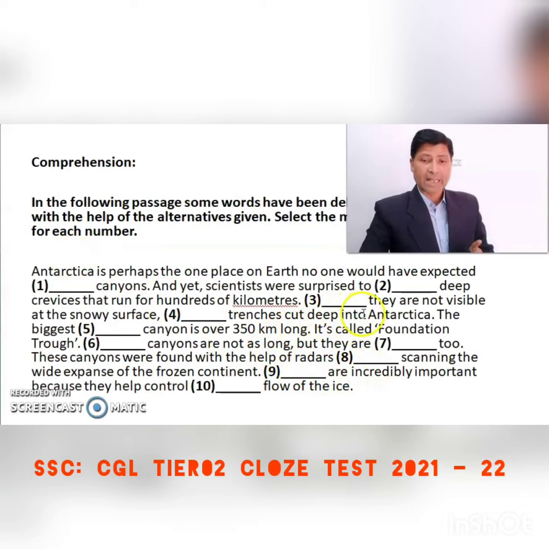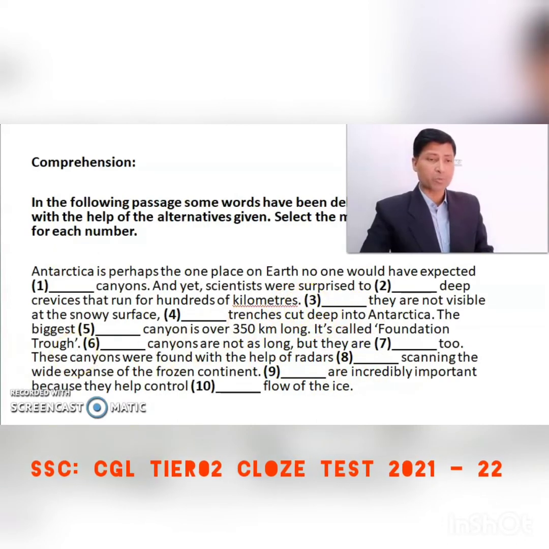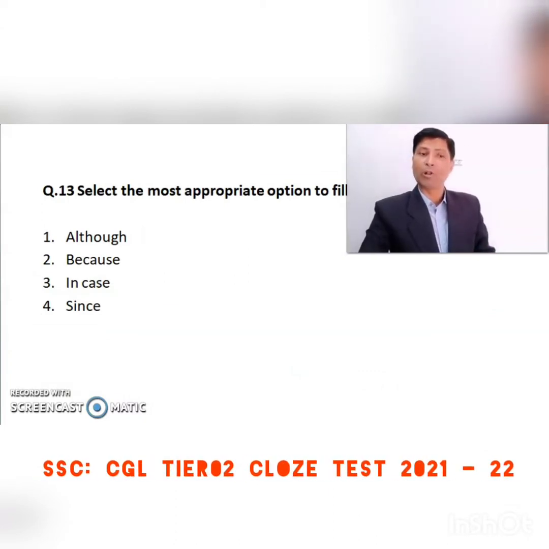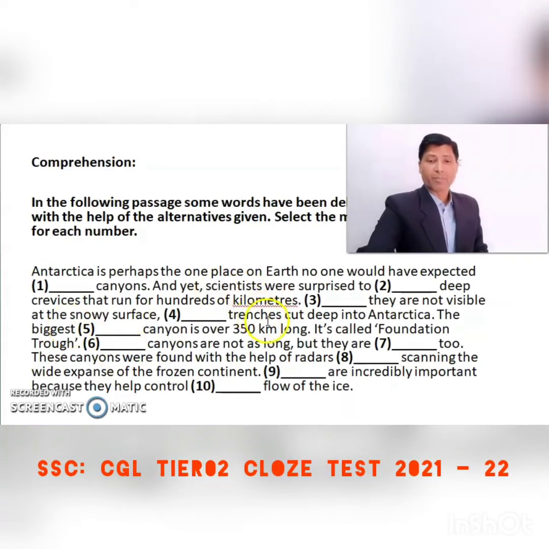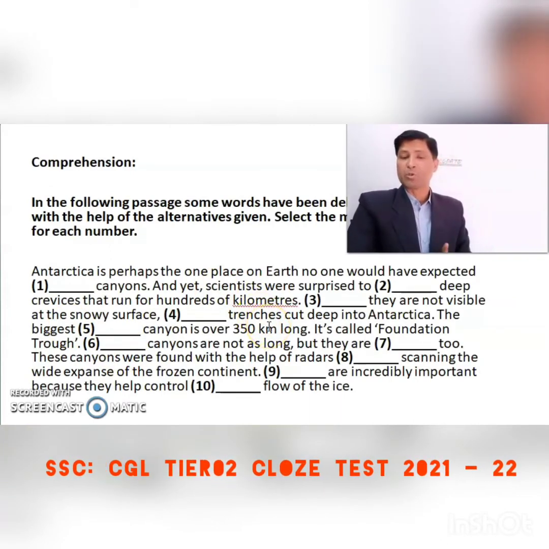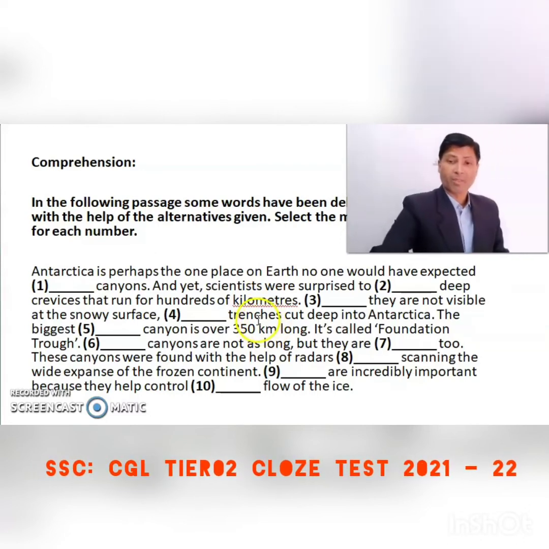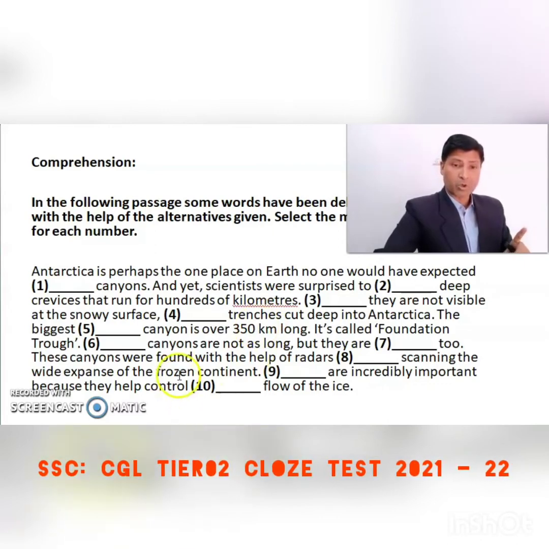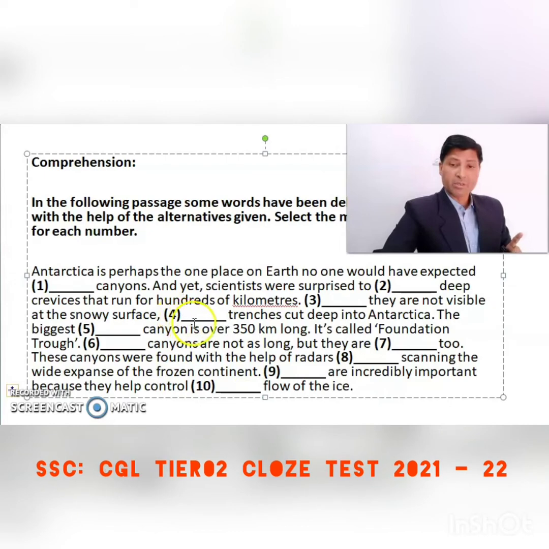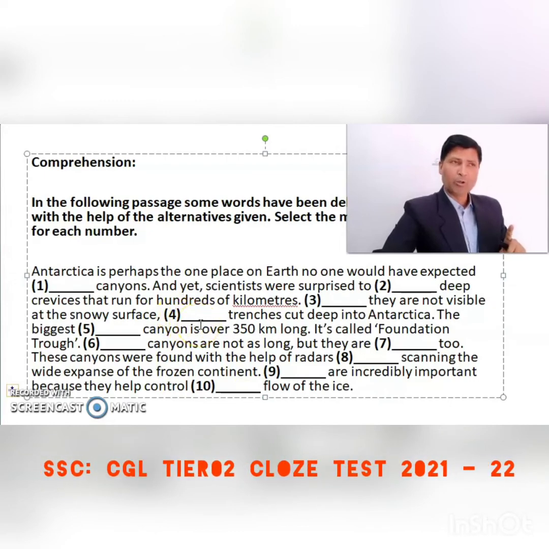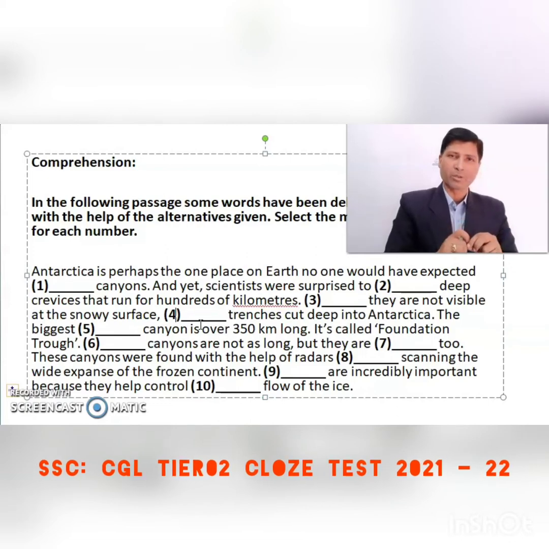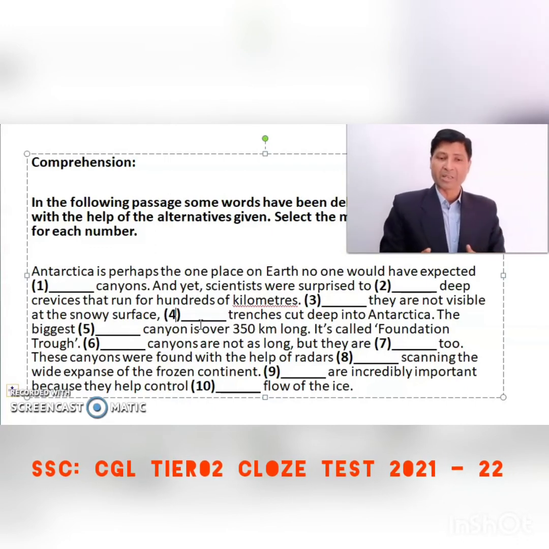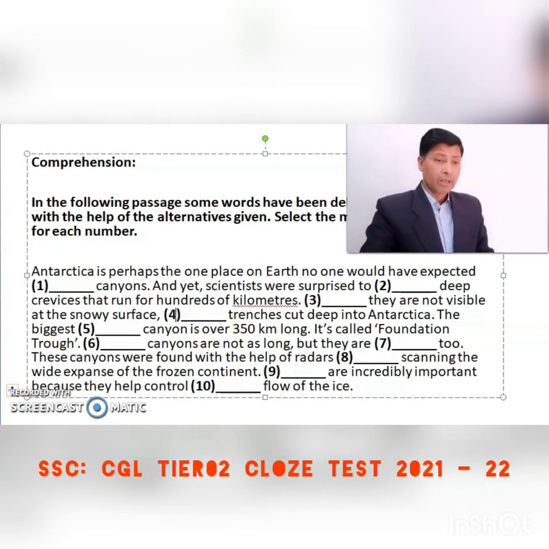Question number 3 is they are not visible. So here there should be a conjunction. What conjunction? Although, because, in case, since. The correct answer will be although. Why? Look at the question. It says although they are not visible at the snowy surface. So here although will be correct because it is showing the next clause here. Trenches cut deep into Antarctica. So although is used when we combine or connect 2 thoughts of opposite type. So although they are not visible at the snowy surface. Now look at number 4.